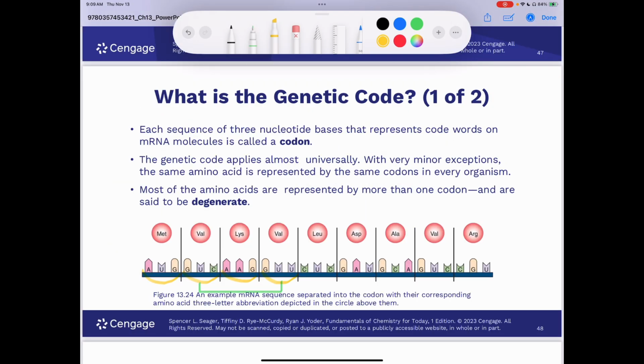Now, going back to the previous slide, the genetic code has several important characteristics. First, it applies almost universally. With very minor exceptions, the same amino acid is represented by the same three-base codon or codons in every organism. Second, most of the amino acids are represented by more than one codon and are said to be degenerate. And so valine, as you can see here, would be degenerate because we have two different sequences of the three bases, GUC and GUU, that code for valine.